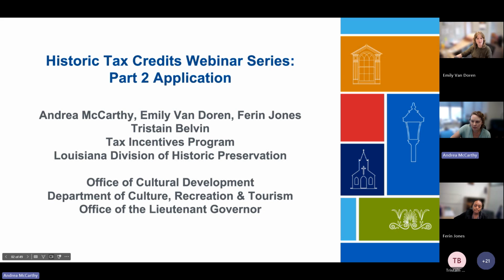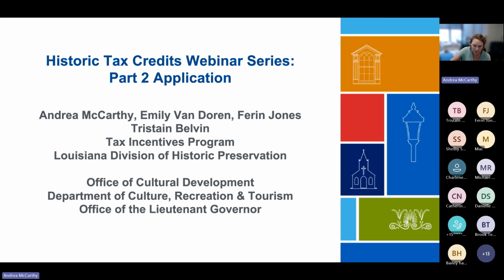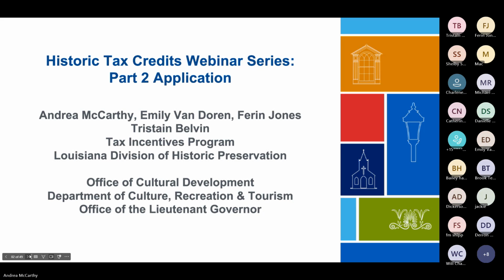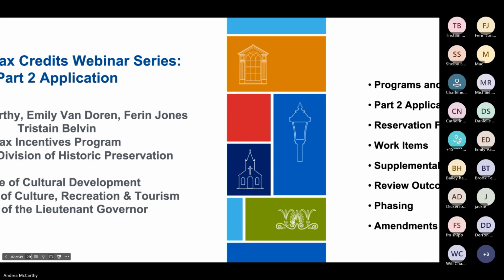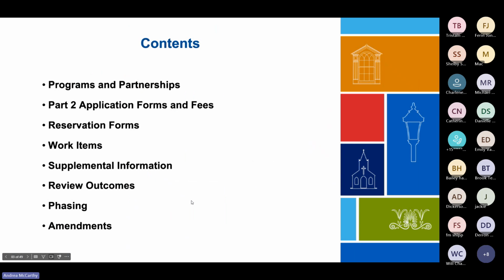We're going to go ahead and turn our cameras off so we can all just focus on the slides. So today we're going to review our programs and partnerships before moving on to how to fill out the Part 2 application forms and how to pay your review fees. We will also briefly discuss the tax credit reservation forms. From there, we will review the best way to write out your work descriptions and what supplemental information you will need to include. Then we will go over the process of phasing projects. And finally, how and why to submit an amendment form.